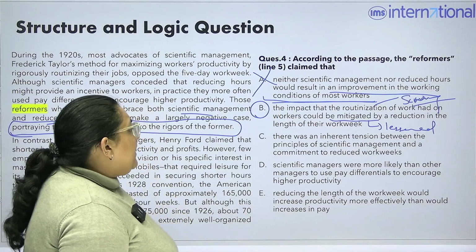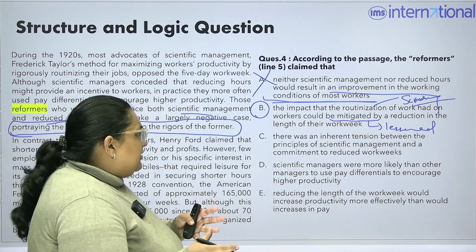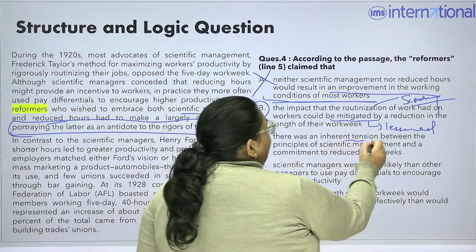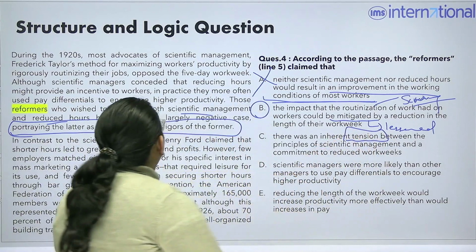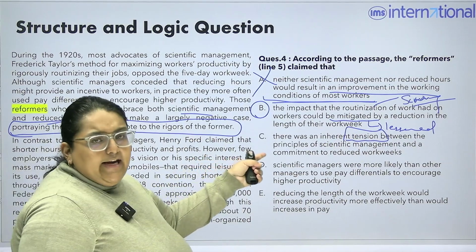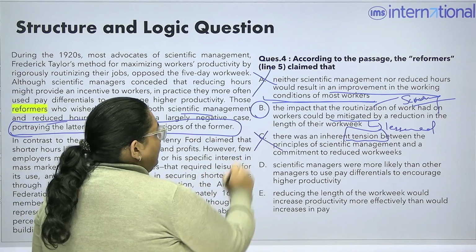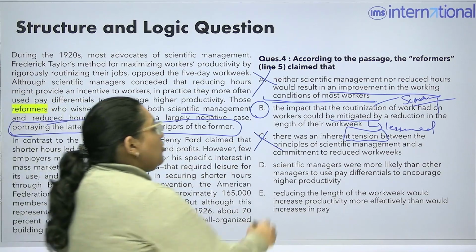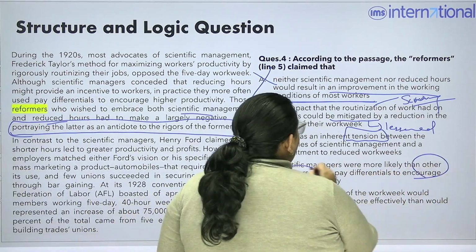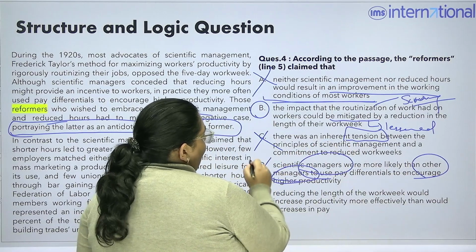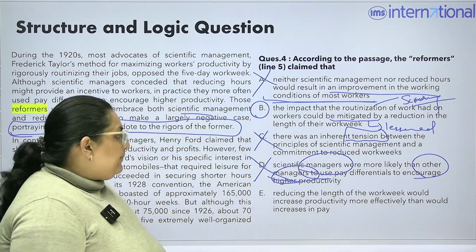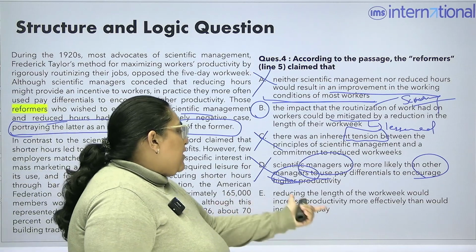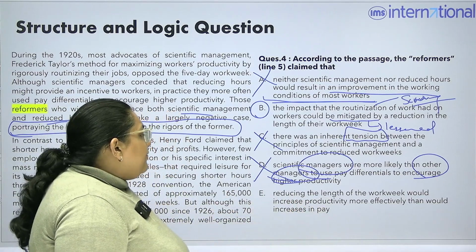Let's have a look at C. There was an inherent tension between the principles of scientific management. I don't think the author talks about any tension, or that these reformers talk about any tension. So eliminate C. Scientific managers were more likely than other managers. We never talk about other managers. We never talk about scientific managers also for that matter. So eliminate D.